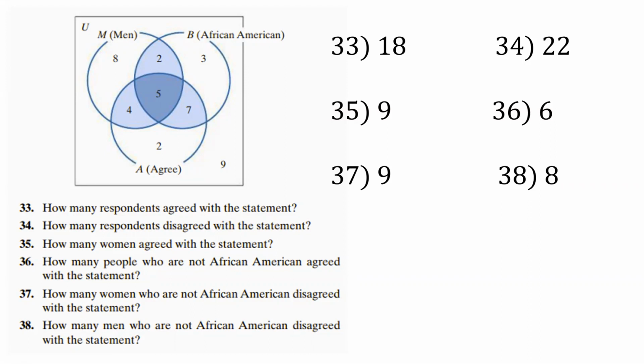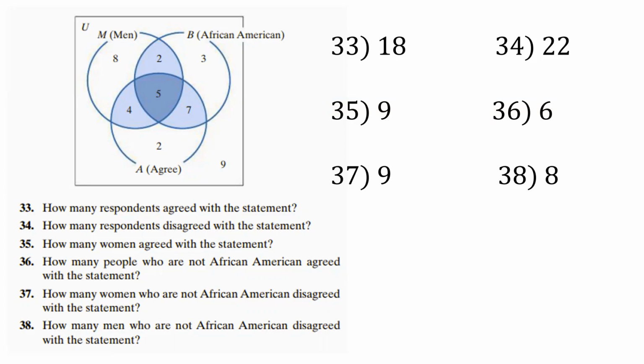For 37, how many women who are not African American disagreed with the statement? So not African American, disagreed, are women. And now we kind of have to pause and think about that, let that digest a second. So I want to avoid everything in the M circle. I want to avoid everything in the B circle. I want to avoid everything in the A circle. So that just leaves me with 9.